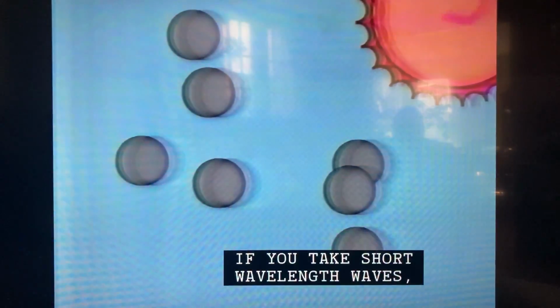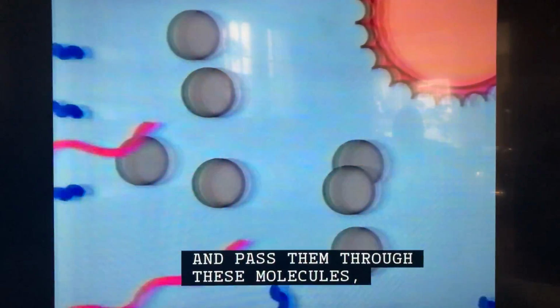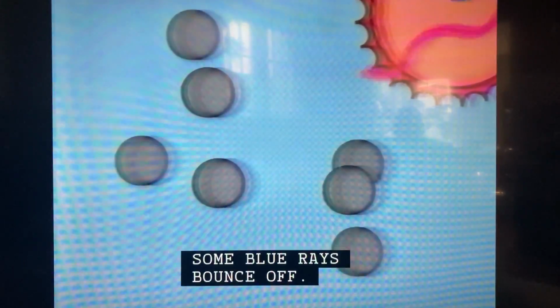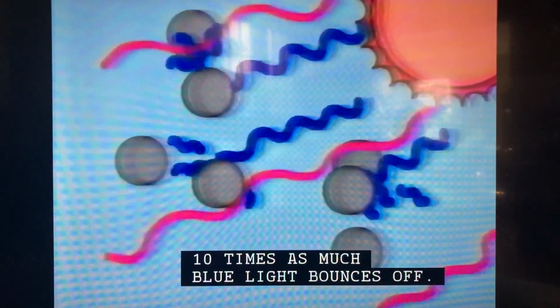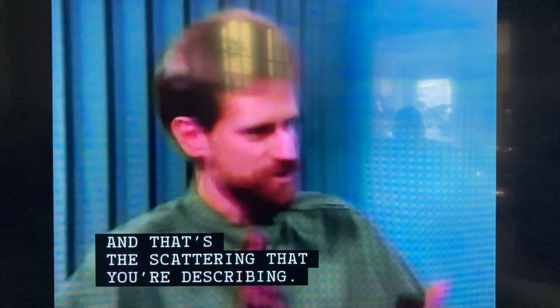On the other hand, if you take short wavelength waves, like the blue waves, and pass them through these molecules, some of those blue rays bounce off. In fact, about 10 times as much of the blue light bounces off than the red light. And that's the scattering that you're describing. And that's the scattering, and that's what gives us the blue sky.